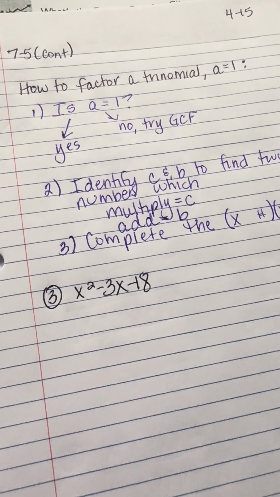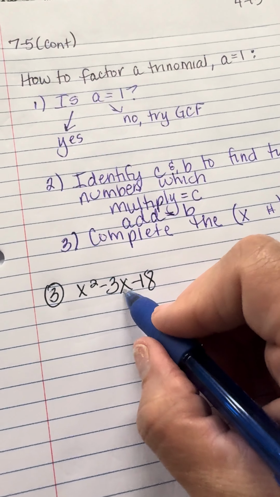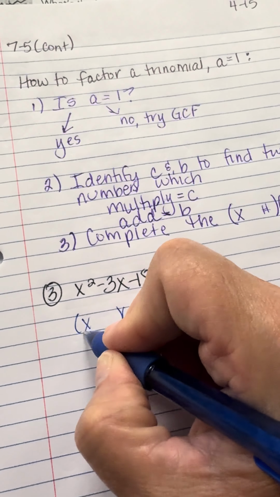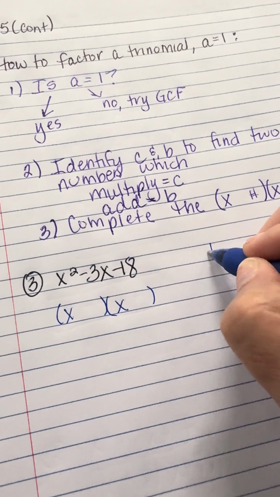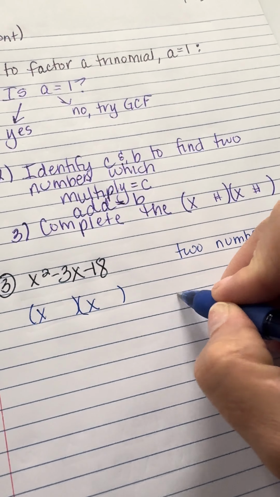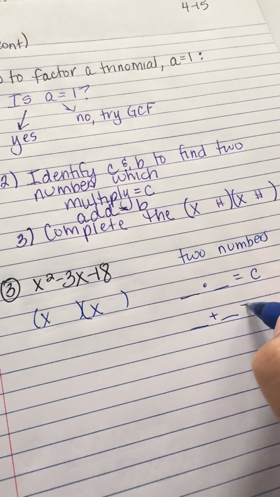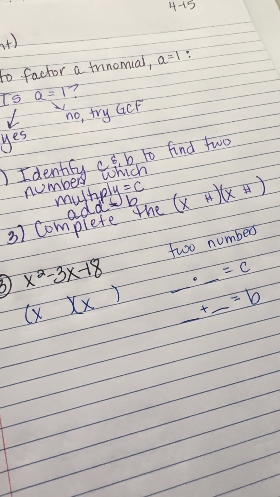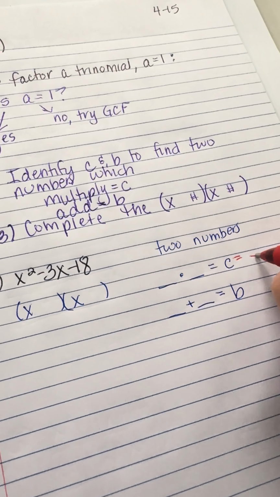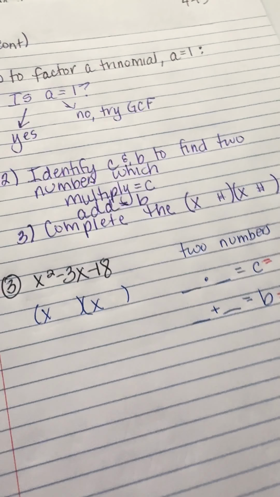All right, so there is my problem. X to the second power minus 3x minus 18. So my parentheses, X and X. I'm looking for two numbers. Those two numbers are going to multiply to equal C, and those same two numbers are going to add to give me B. So C here is negative 18. You do have to carry the symbol with it, and B is negative 3.